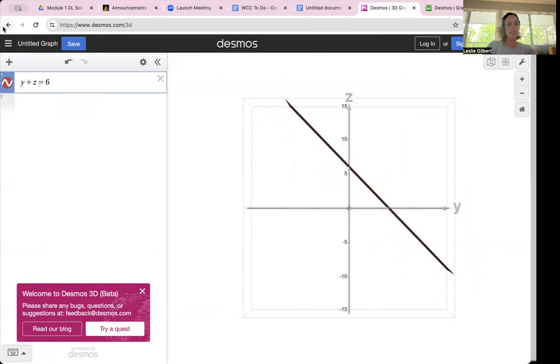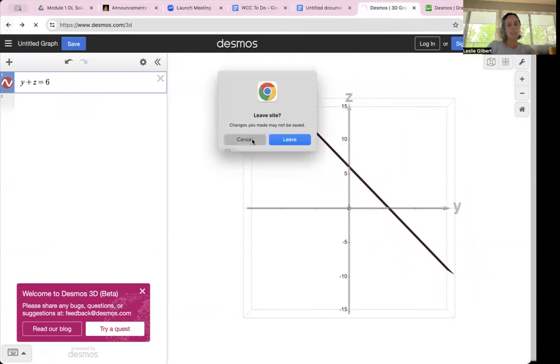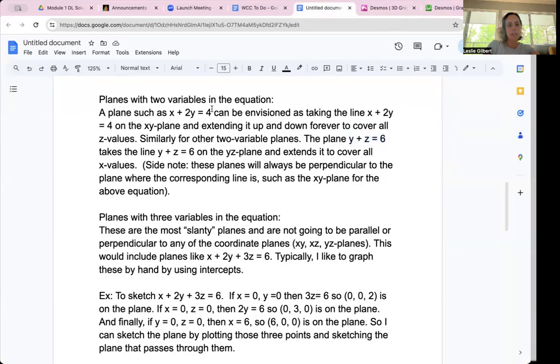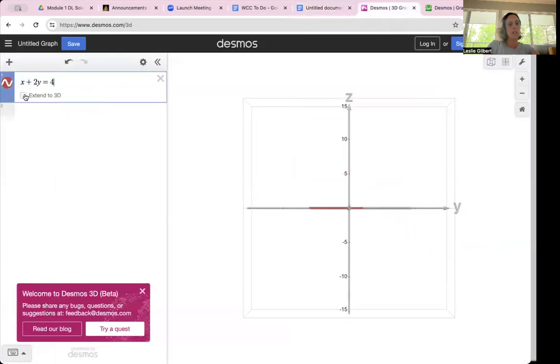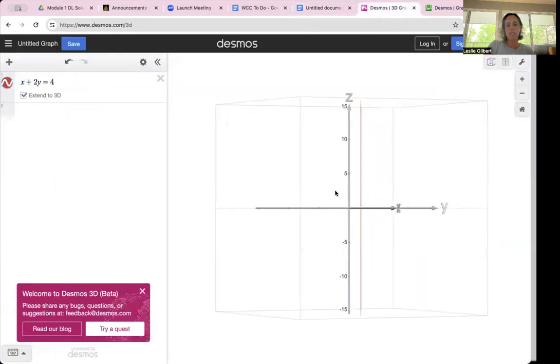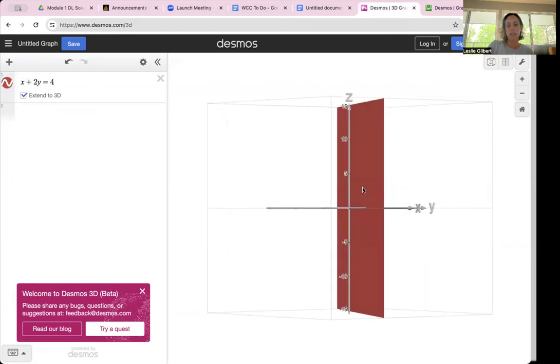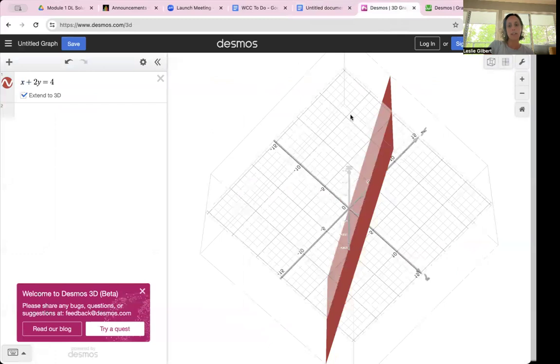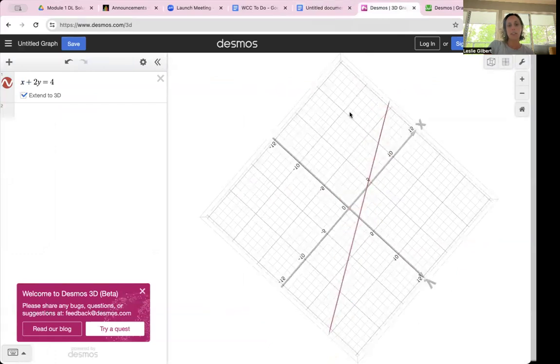And similarly, the last one, let's see if it saved it. No, what was it? Let's see. X plus 2y equals 4. If I extend that to 3D, you can see that that is going to be a line that is perpendicular to the XY plane, just like this. And so that's kind of a general way that you can envision and create these.